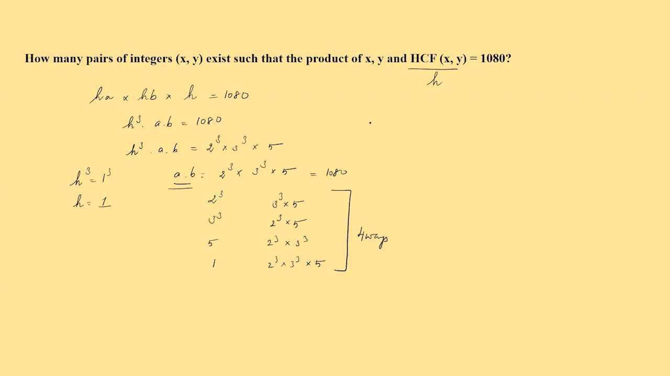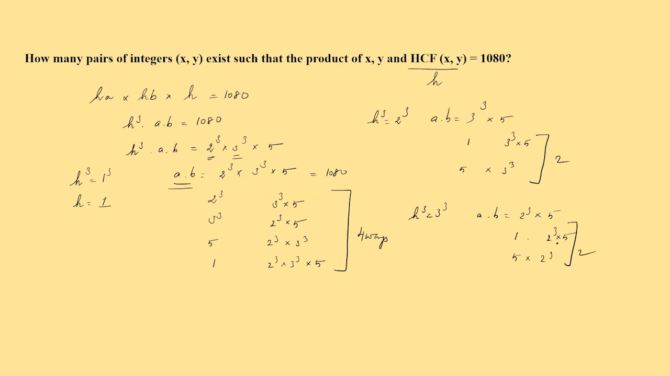The next possible way is I can take h cube equal to 2 cube. In that case, a into b would be 3 cube into 5. a and b have to be co-prime to each other. In how many ways can I write it? 1 into 3 cube into 5, or 5 into 3 cube. I think these are the only two ways. Then the next case, h cube can be equal to 3 cube as well. So here a into b would be 2 cube into 5. The number of ways to write it as a product of two co-prime numbers is 1 into 2 cube into 5 and the other is 5 into 2 cube. So again there are two ways.